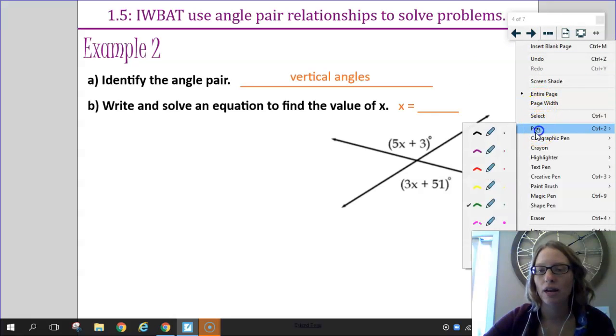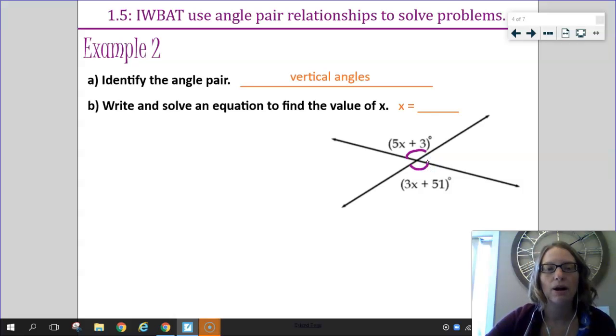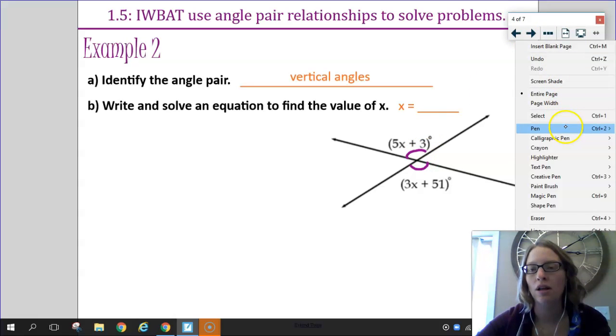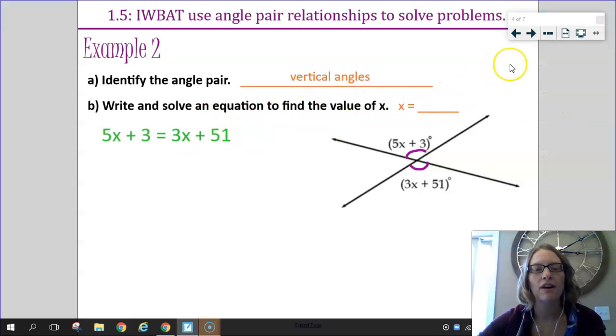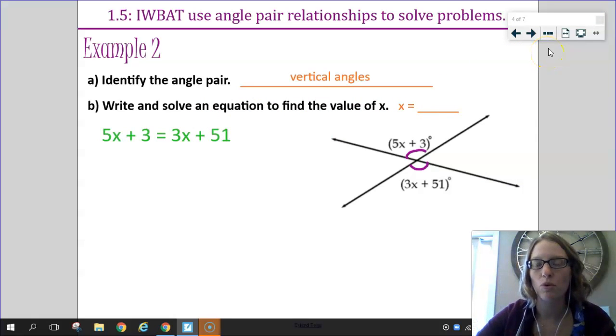So in my drawing, I'm going to show with an arc mark here and here that these two angles are in fact always equal to each other. So I can put the same mark in them. So let's go ahead and write and solve an equation to find the value of x. Since we know that these two angles are vertical and must be equal to each other, we can write the equation 5x plus 3 equals 3x plus 51 and set them equal to each other.